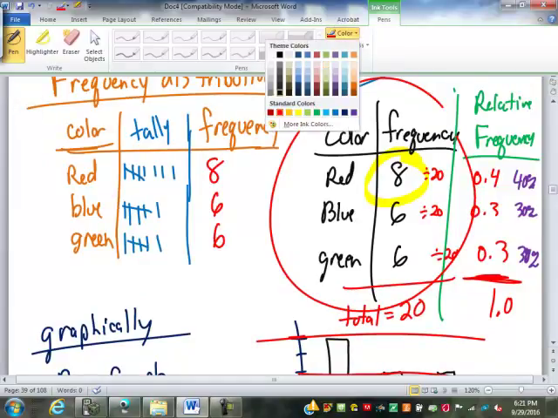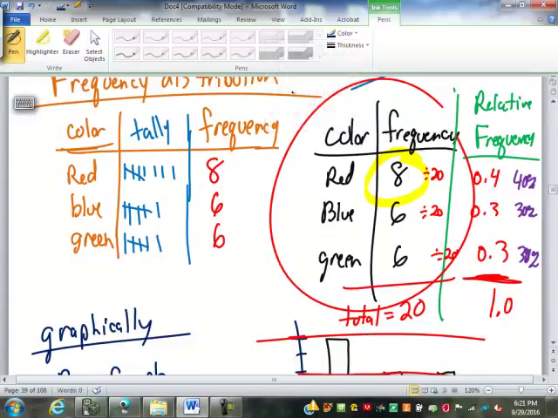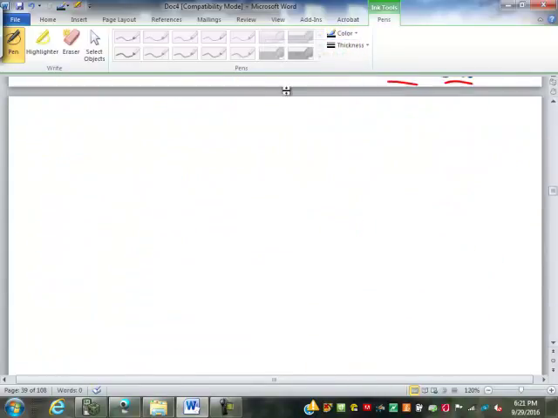I realize I'm going past break time, but just a couple more minutes here to finish up our qualitative data. The other type of graph that we can use for qualitative data is a pie graph, sometimes called a circle graph. A pie graph generally is used to represent the percents or the relative data.